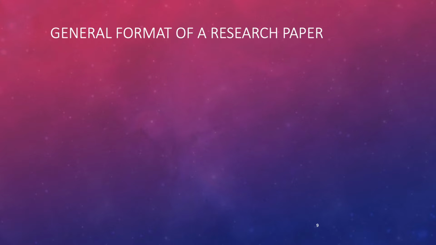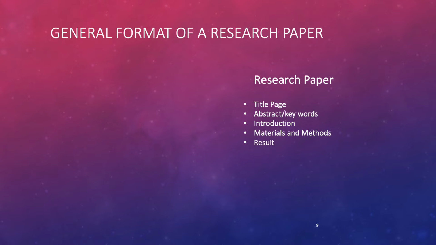Here is the general format of a research paper. A research paper is written after the research project is completed, and it is focused on presenting findings and subsequent conclusions. Here are the parts: title page, abstract, which also contains the keywords, introduction, materials and methods, results, discussion, references, and appendix. At the last, we have the author's curriculum vitae.